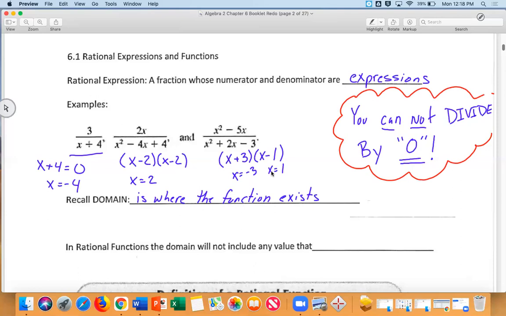So that means we're going to have to do a lot of factoring and then setting the denominators equal to 0. We're going to talk about what happens, okay? So in rational functions, the domain will not include any value that makes the denominator 0. So remember my shorthand for all reals is the R with the two legs.